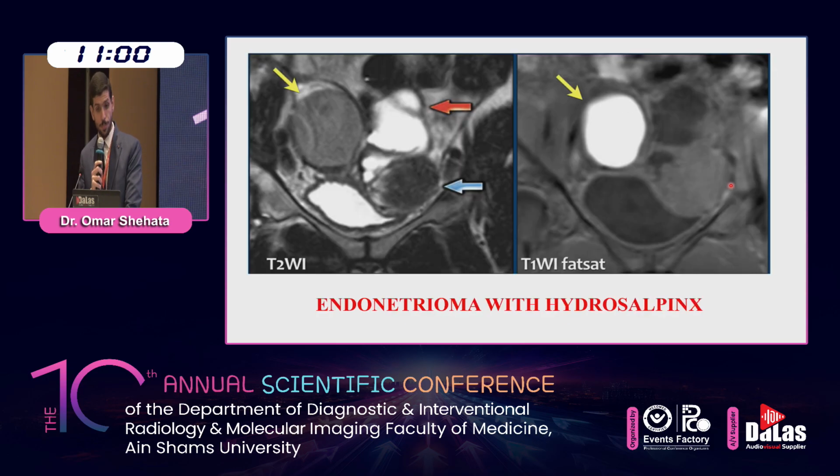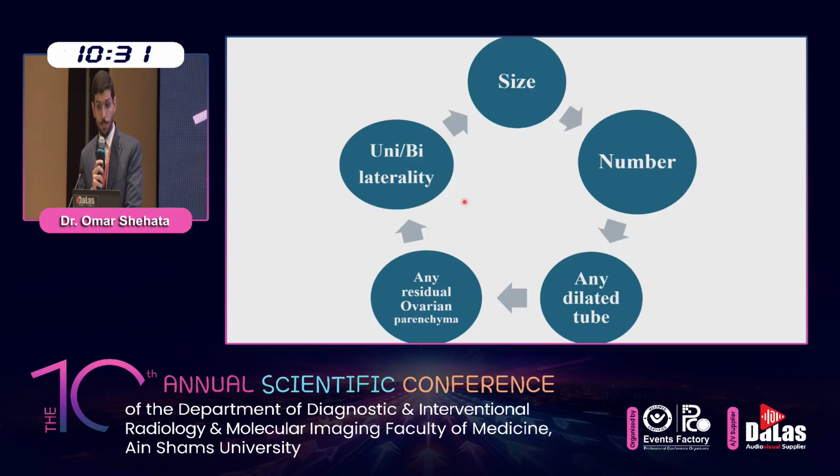The second type of adnexal endometriosis is tubal, seen in this case where endometrioma is shown at the yellow arrow as high T1 and low T2 signal intensity, while the hydrosalpinx is shown at the red arrow as low T1 and high T2, and lastly the blue arrow shows an isointense T1 and hypointense T2 lesion, which was likely a leiomyoma.